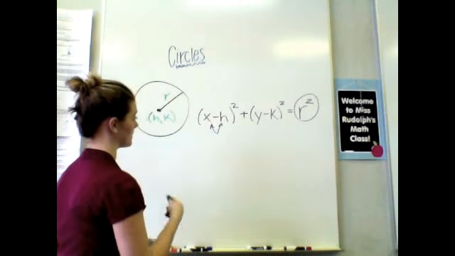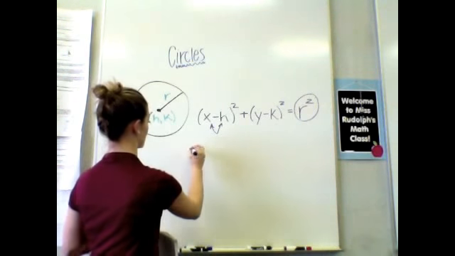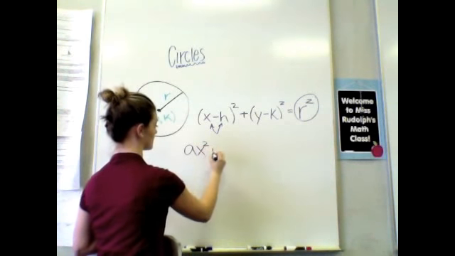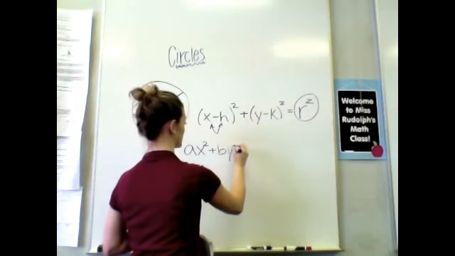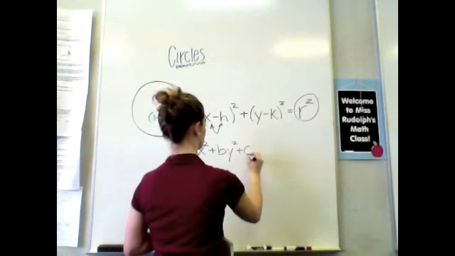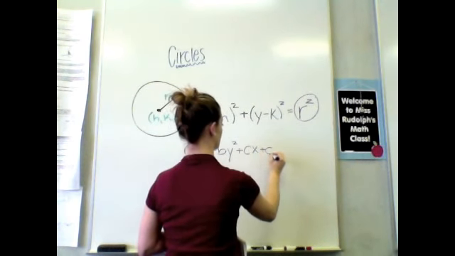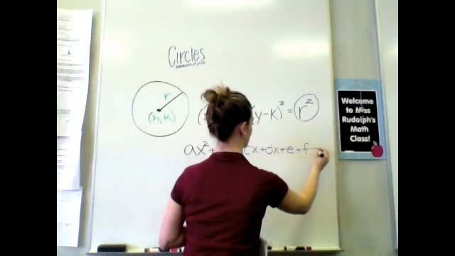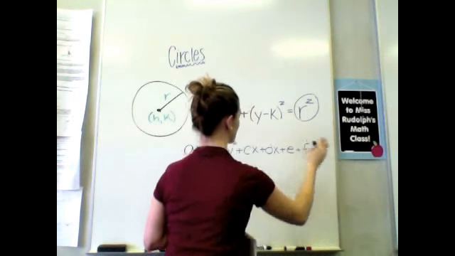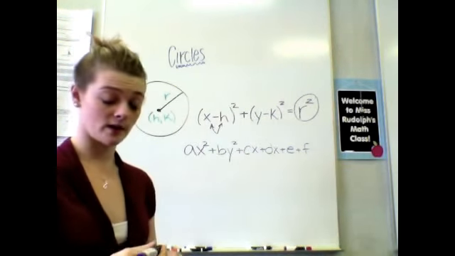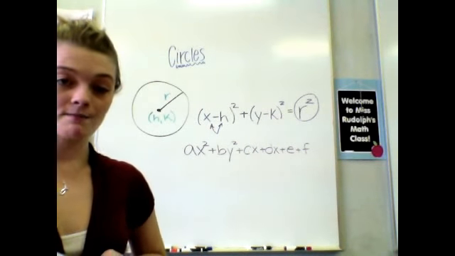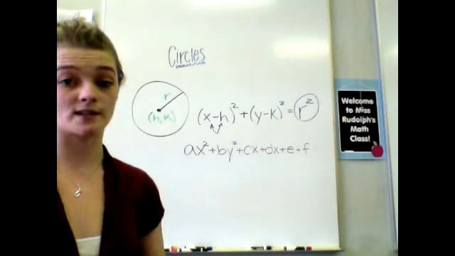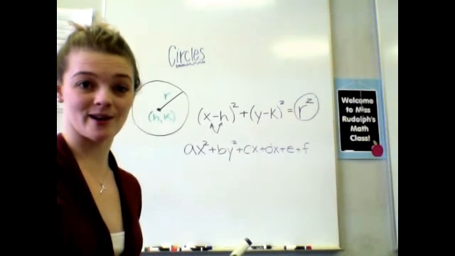Another way that this formula could show up is simply in its general standard form of ax squared plus by squared plus cx plus dx plus e plus f. It'll be that standard general form that you've kind of seen in quadratics, and we'll do an example together. But this is why I said that completing the square this entire past unit has been so important. We're going to use it to help us graph circles.